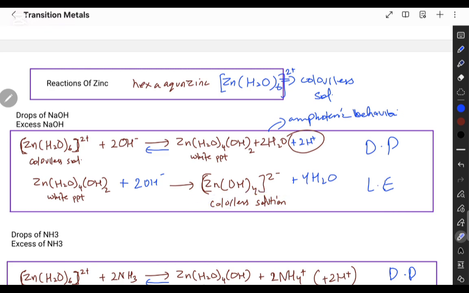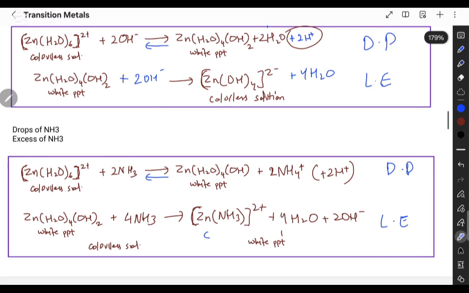So if we add a further excess of NaOH, then this further reaction will take place, and this will be ligand exchange. So this hydroxide here can react with both acid and the alkali as well. That's why I said it is amphoteric behavior. So we can see that we have our drops of NaOH, and then we have excess NaOH.